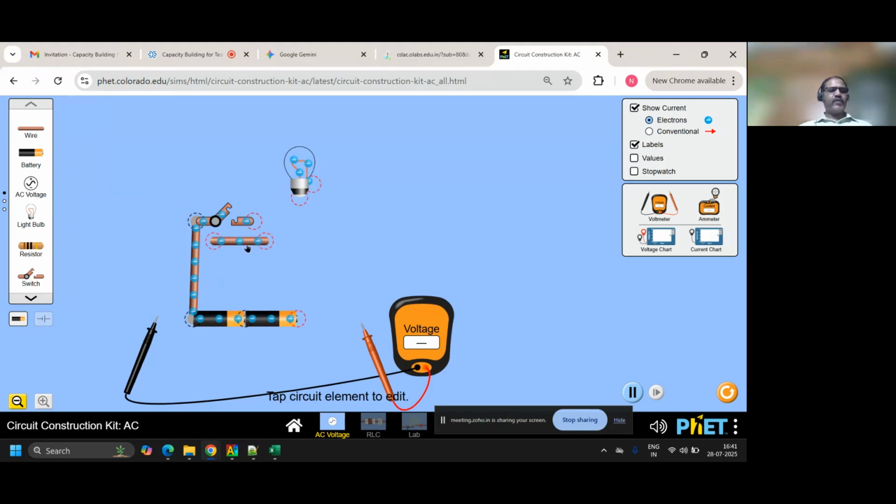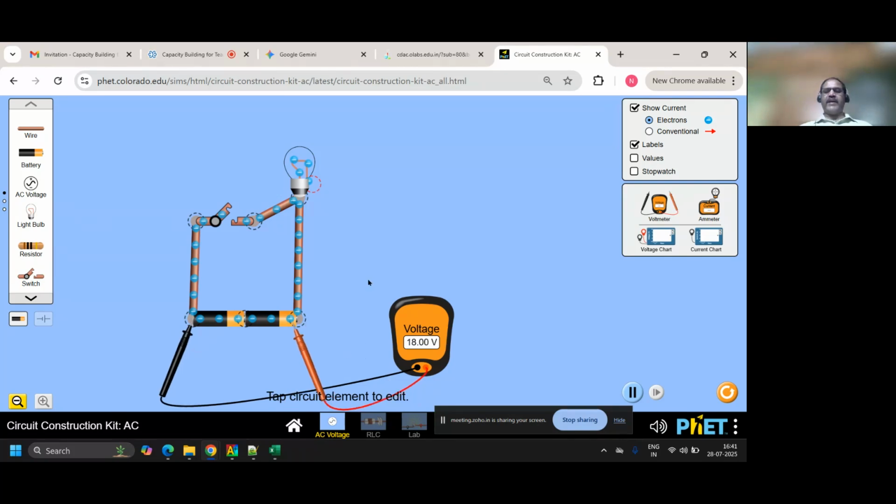I take one more wire and connect it. One more wire, I connect it. Correct? Now this is battery, switch, wire, bulb. I connected. What is the voltage here? It is 9 plus 9, 18 volts.